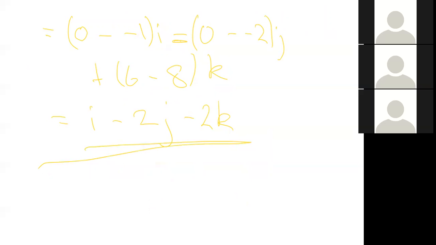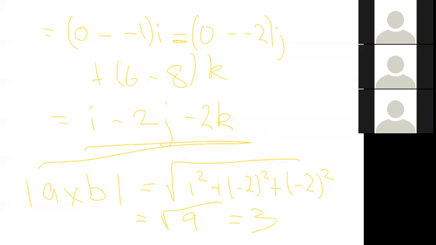But the second part of that question is to find the area of the parallelogram defined by that. And if you look at the notes, the area of the parallelogram can be found by finding the magnitude of A cross B, which will be equal to the square root of 1 squared plus 2 squared plus 2 squared, which comes out to the square root of 9, which is equal to 3. So that's the area for that.